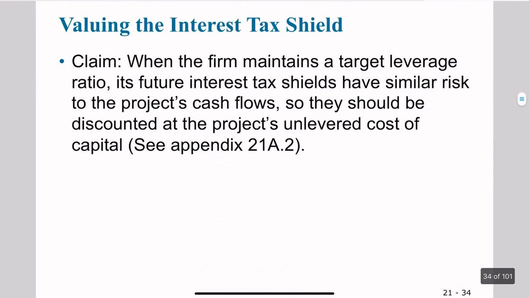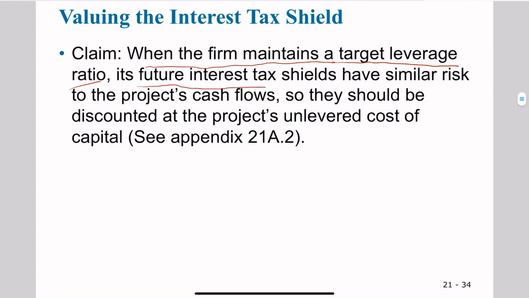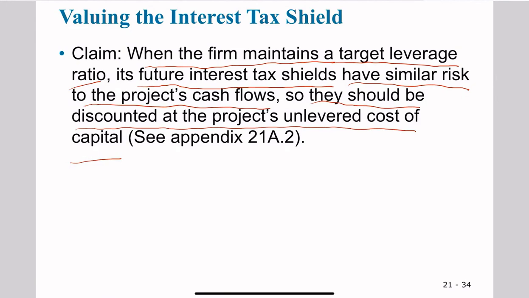So let me just tell you the result here. We have a claim here which says if the firm maintains a target leverage ratio, that is in this lecture, if the firm's debt to value ratio is constant, then its future interest tax shields will have similar risk to the project's cash flow. So they should be discounted at the project's unlevered cost of capital. The textbook appendix has some explanation on why this is true. But if you think about it, it's actually very easy to understand. Basically, it works like this.